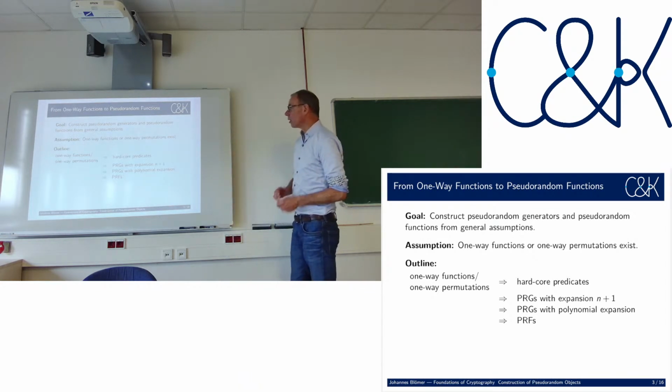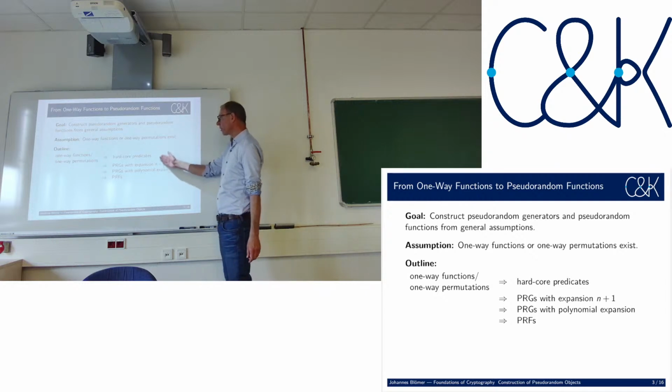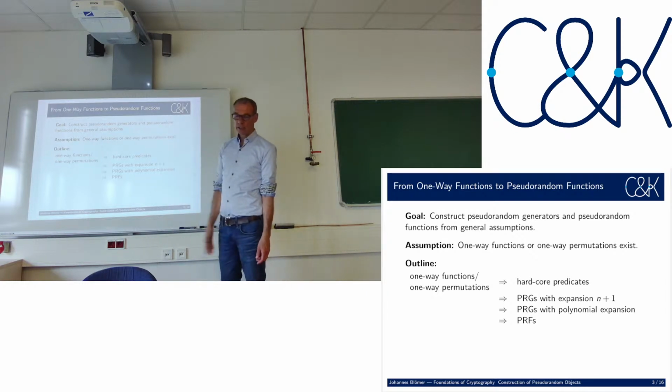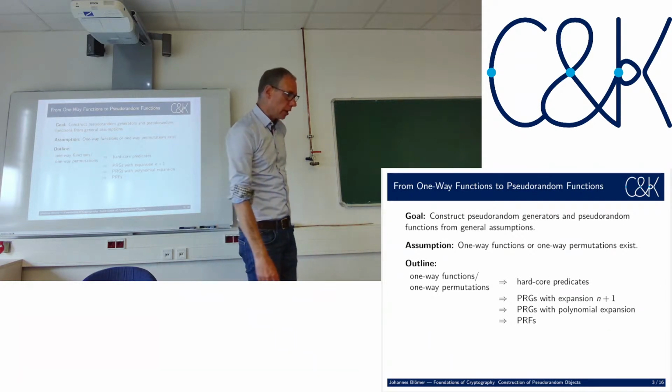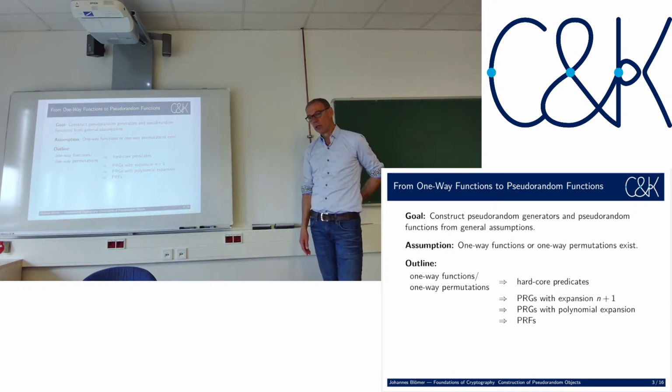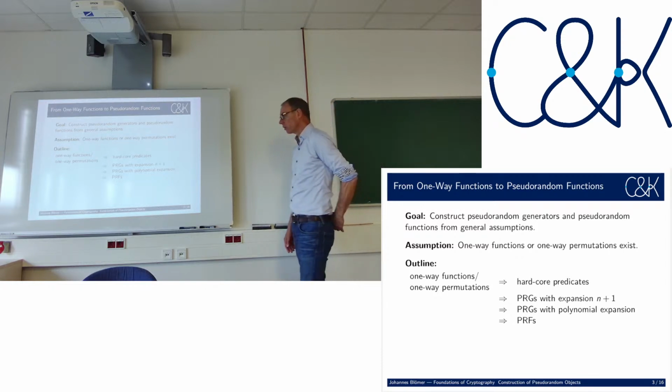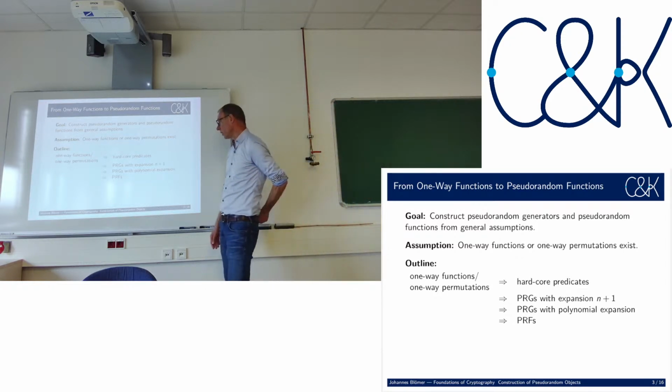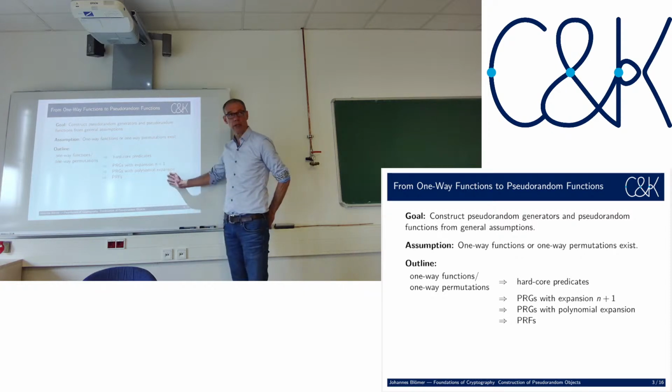Okay, so these 4 steps then show that the existence of one-way functions or one-way permutations is sufficient to construct message authentication codes, secure message authentication codes, and to construct CPA or CCA secure symmetric encryption schemes.